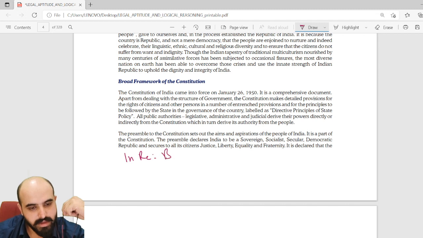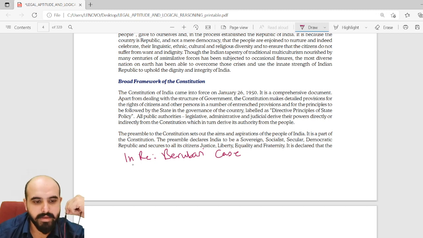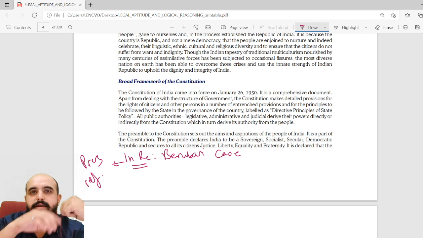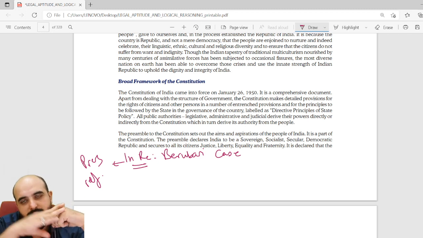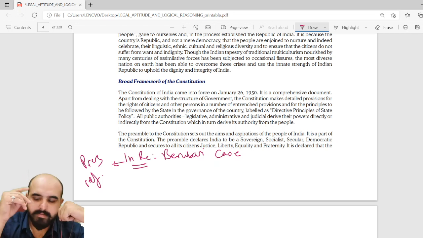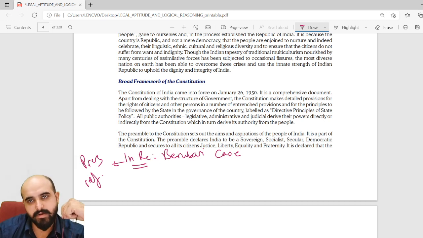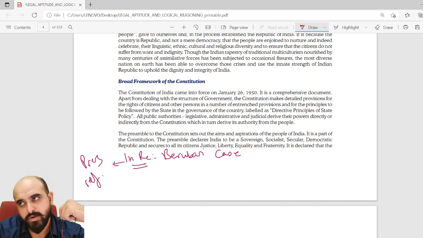re Berubari. Berubari is a place near West Bengal. In re means presidential reference. It is not just reference, it is presidential reference. It is when a president refers a case for opinion to the Supreme Court. So in re means presidential reference, wherein a land was being ceded to West Bengal in return of a land. So what happened was a portion of land that was in India had a majority population of Bangladeshis, and a portion of land in Bangladesh had majority population of Hindus.